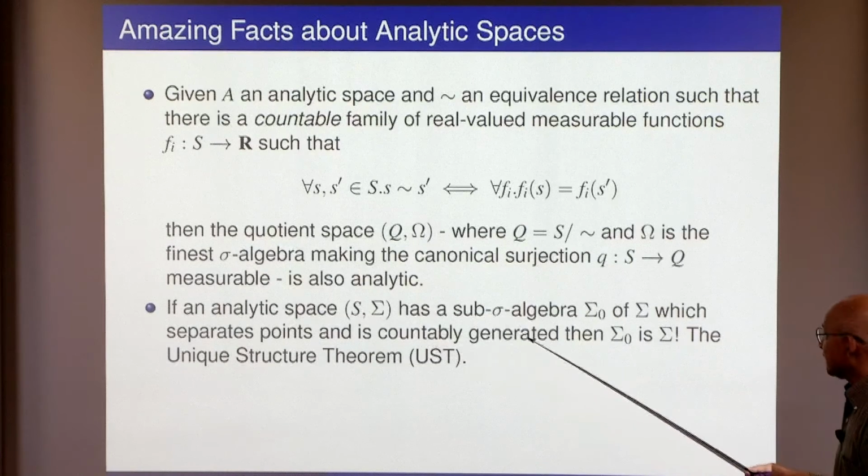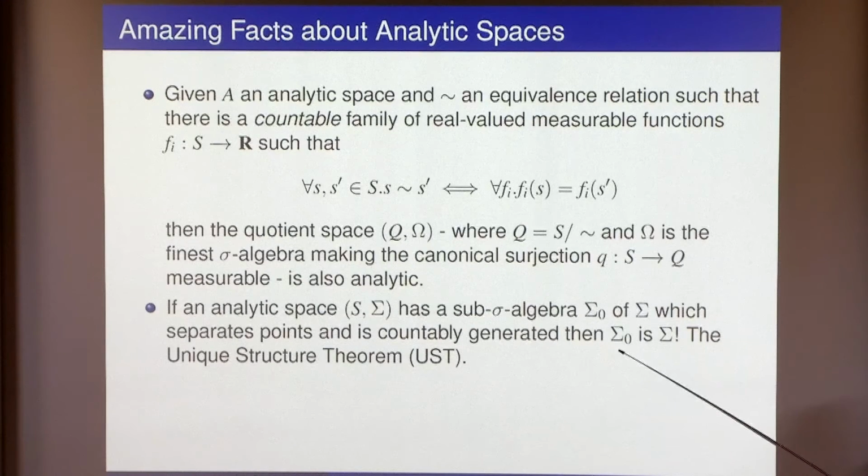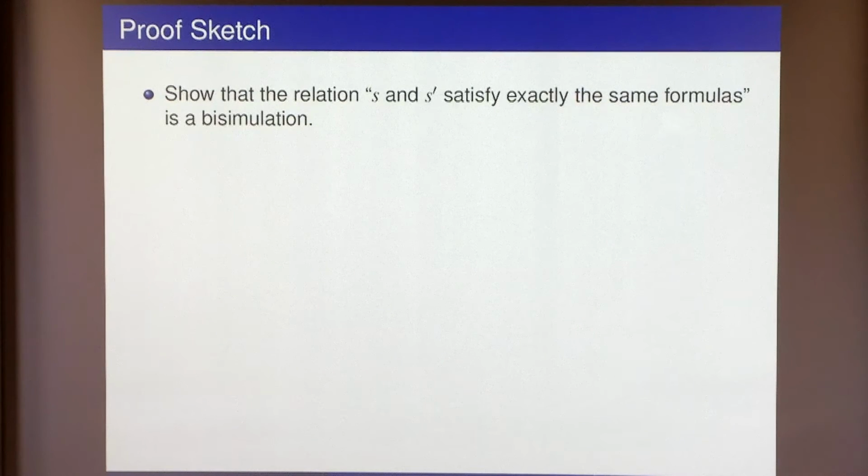That means it's countably generated. Then this sub-sigma algebra is actually the whole thing. Okay, so this is called the unique structure theorem. There is no room to put a countably generated sigma algebra inside that's a strict sub-sigma algebra unless you want to make it so crude that it doesn't even distinguish points. Okay? Why is this relevant? You will see presently. So keep these facts about analytic spaces in mind, and we will now go back to try and prove the main theorem.